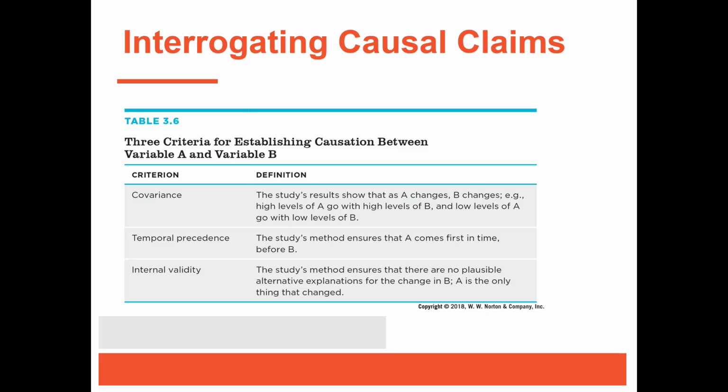2. Temporal precedence, which simply means that one variable comes before the other variable in time. Because the research is manipulating one variable and then measuring the other variable, the researchers know that manipulated variables come before the outcome variable, which is measured after the manipulation. And 3. Internal validity, also known as the third variable criterion. A study should be able to eliminate alternative explanations. In other words, variable A is the only thing that changed when measuring the associated change in variable B.